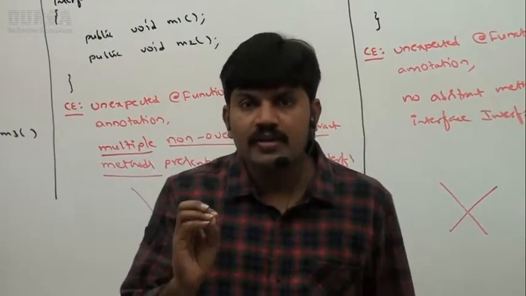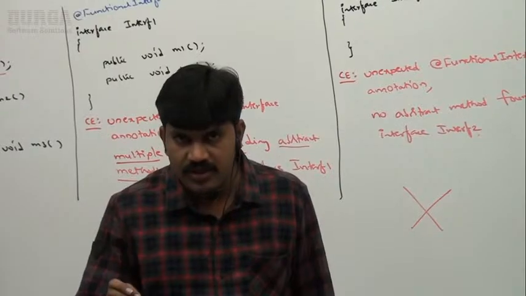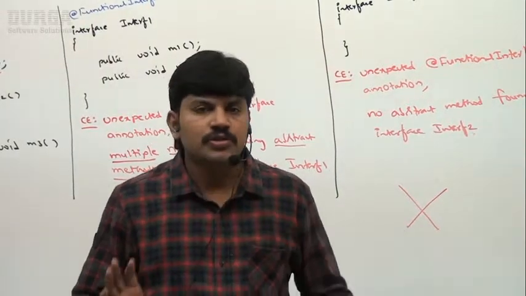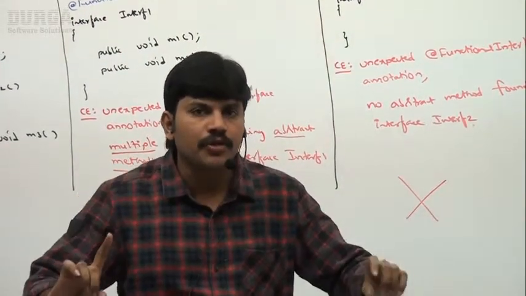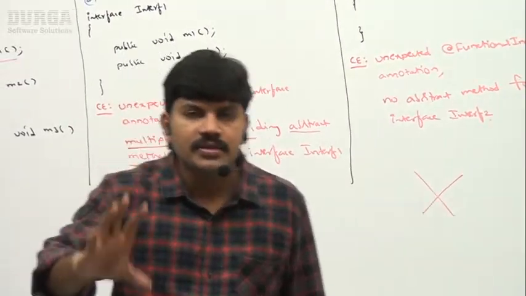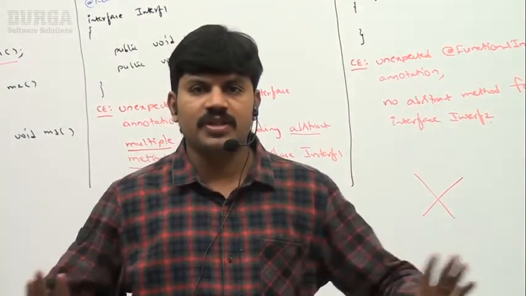So what is the functional interface annotation? How can you use it? Functional interface annotation can be used to indicate that this interface is explicitly a functional interface.